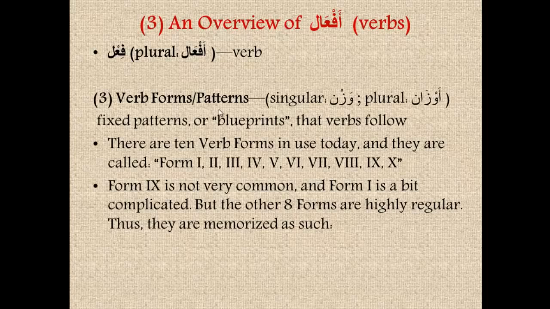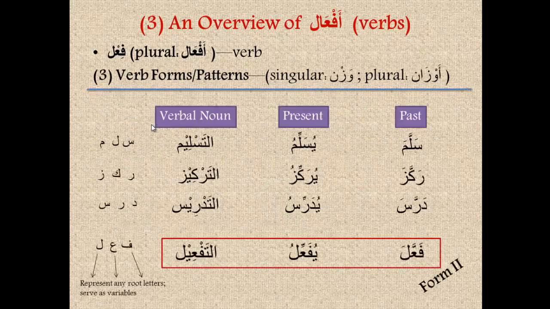So right here, in summary, verb forms or patterns, wazn, the Arabic word is wazn for verb form. These are fixed patterns or blueprints that verbs follow. You can think of them as generic stencils or molds, and whatever verb fits that particular mold, we call it by that form. So sallama fits the form, the generic stencil structure or blueprint of fa'ala. It is called a form 2 verb.